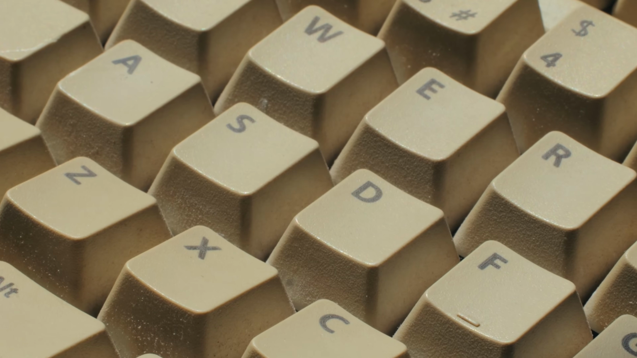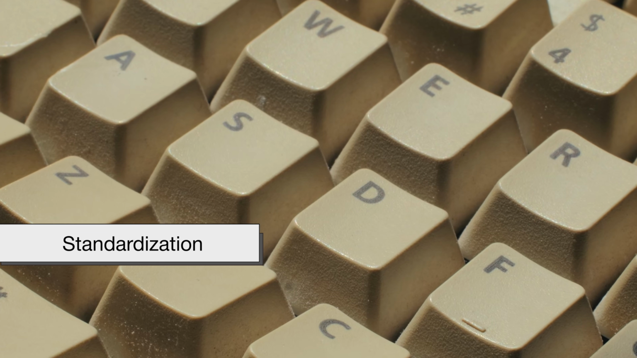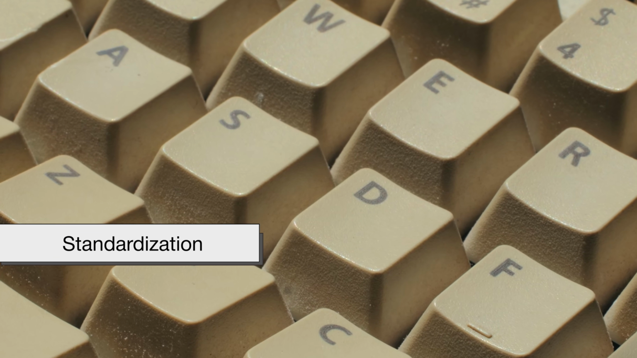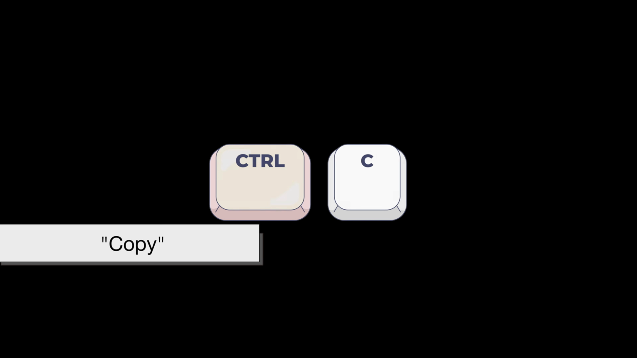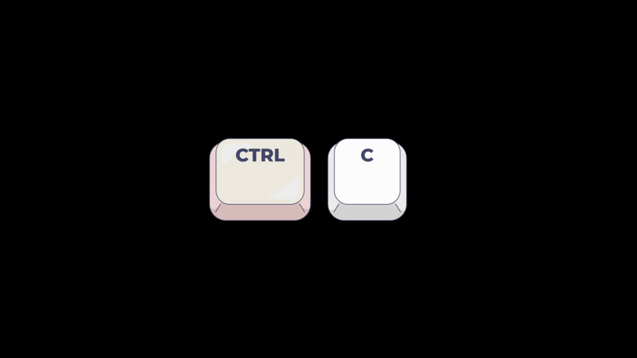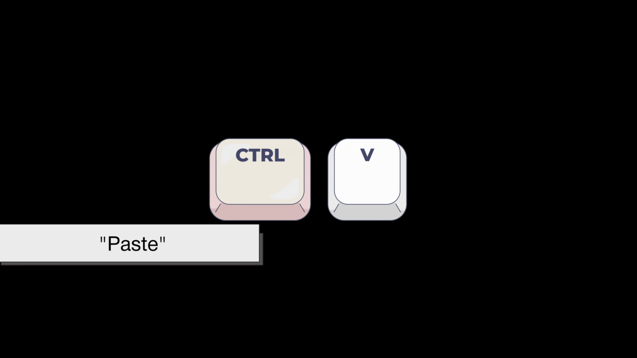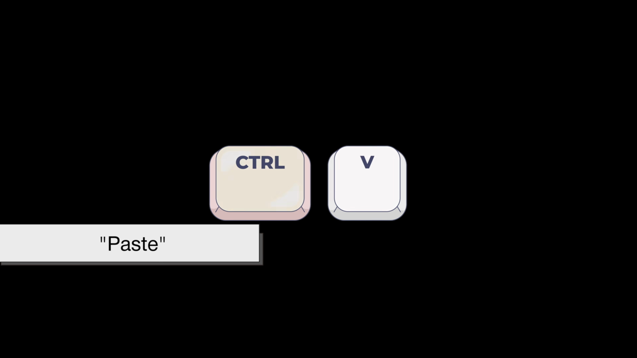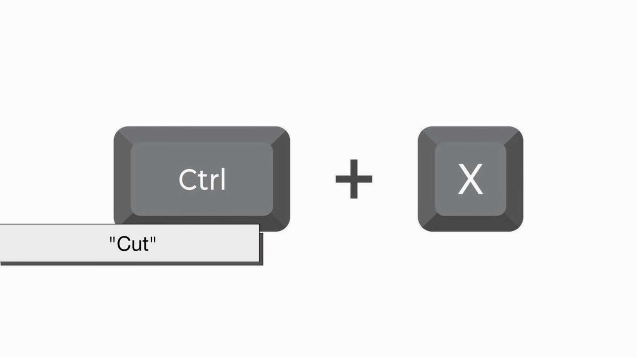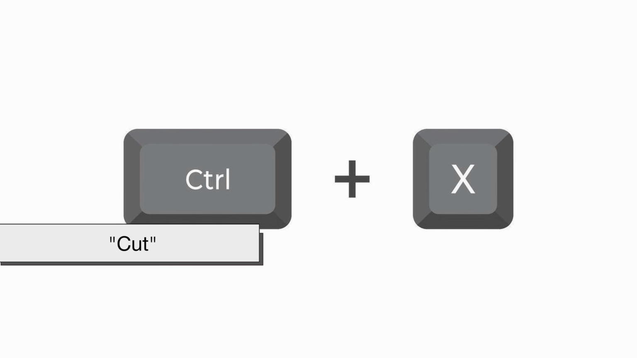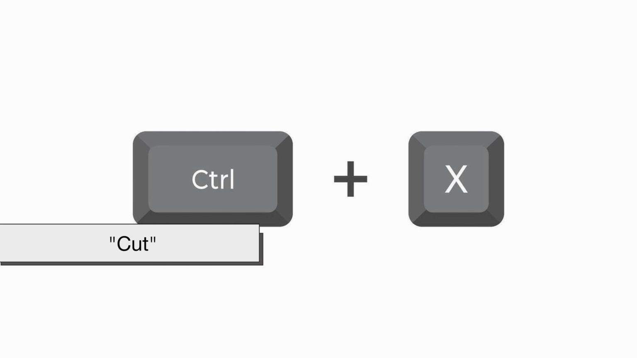The breakthrough came as software companies began standardizing the most common editing commands. Copy became Ctrl+C because C naturally represented copy. Paste received Ctrl+V, partly because the V key sits beside C and resembles the tip of an insertion mark used by editors. Cut became Ctrl+X, with the letter X visually suggesting something being crossed out or removed.